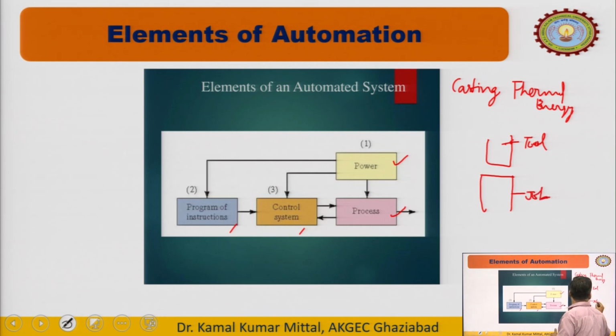So we have to create a spark over this gap. एक स्पार्क क्रिएट करना होगा. ये स्पार्क उतना होगा कि जो गैप है, गैप यदि मेंटेन नहीं है, मीन्स यदि गैप जीरो है, मीन्स this tool touches this job, so what will happen, there is a short circuiting, और या गैप ज़्यादा है तो स्पार्क नहीं होगा. So we need spark. So therefore if spark is there, this job is melted and vaporized. So melting and vaporization होगा. So in this case again, the process is electrical discharge machining, that is EDM.